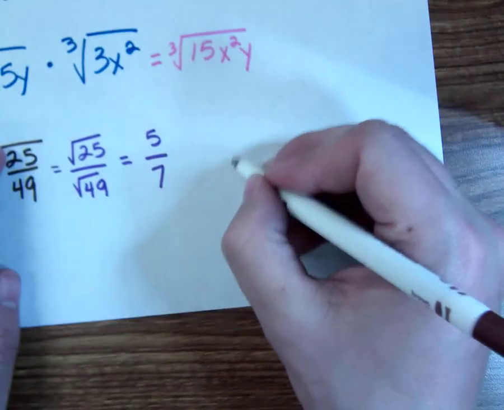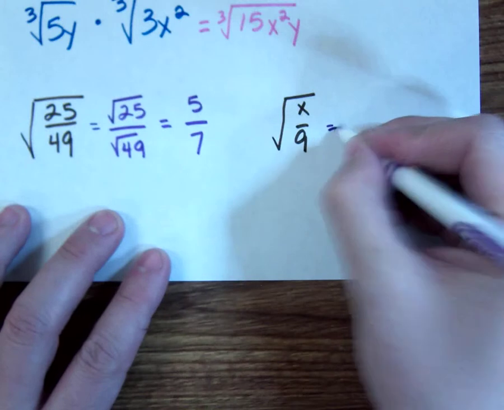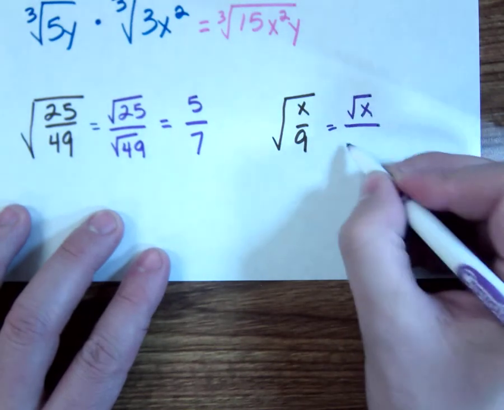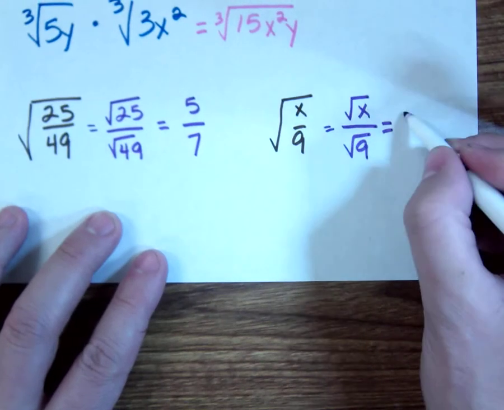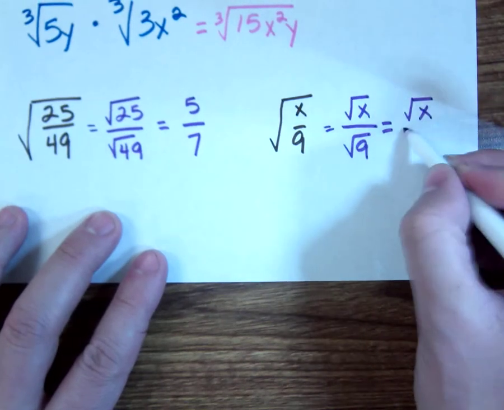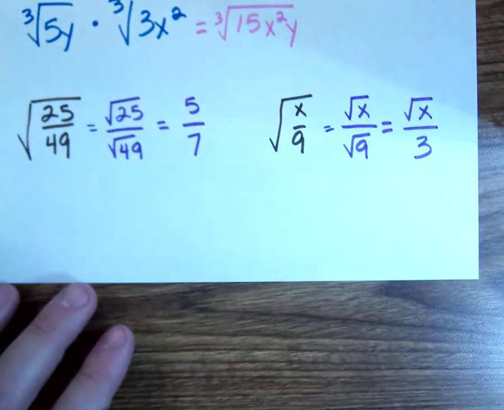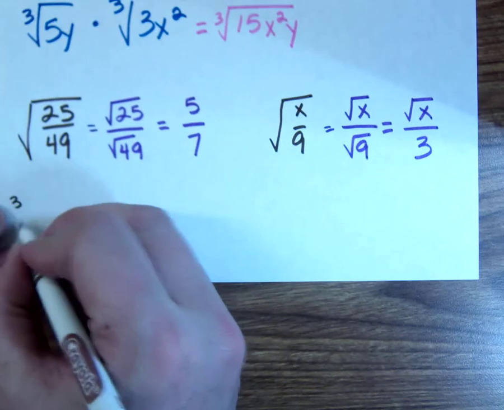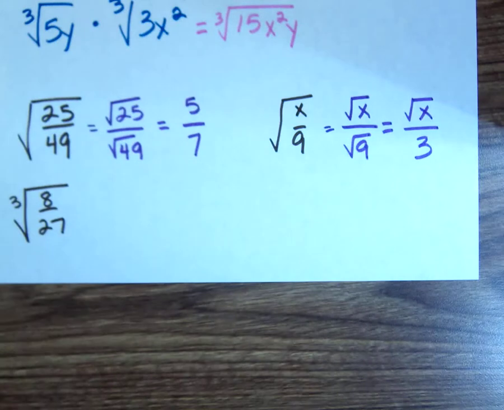Same deal with the variables. That is going to be the square root of x over the square root of 9. Now the square root of x I can't simplify because x isn't a number. So I'm just going to leave that as the square root of x. But on the bottom, the square root of 9 is 3. That seems pretty good. Works with cube roots too. The radical symbol stays up there because I don't know what the square root of x is. It could be anything. So I'm just going to leave it like this.